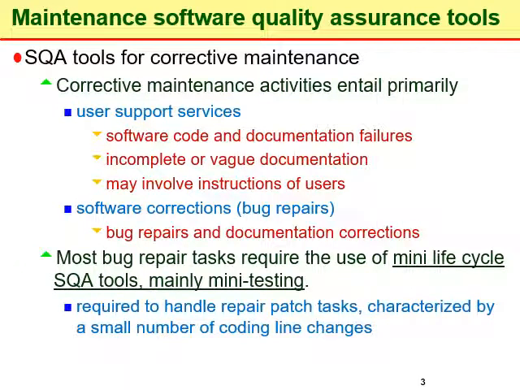So, SQ tools for corrective maintenance. Corrective maintenance activities include primarily the user support services and software correction services. For example, these include bug repairs. User support services deal with cases of software code and documentation failures, like incomplete or vague documentation. They may also involve instruction of users who have insufficient knowledge of the software or fail to use the available documentation. Then software correction services include bug repairs and documentation corrections.